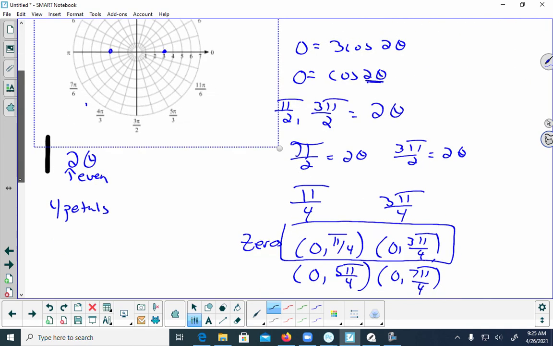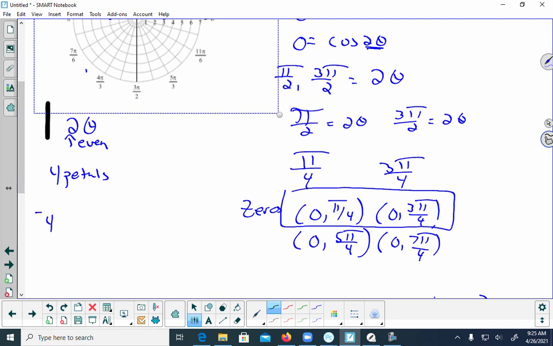Remember, the petals are equally spaced. So if I take 4 petals and I take either 2 pi and realize that they're pi over 2 apart, or if I don't like radians, I take 360 degrees and divide it by 4. They are going to be 90 degrees apart.